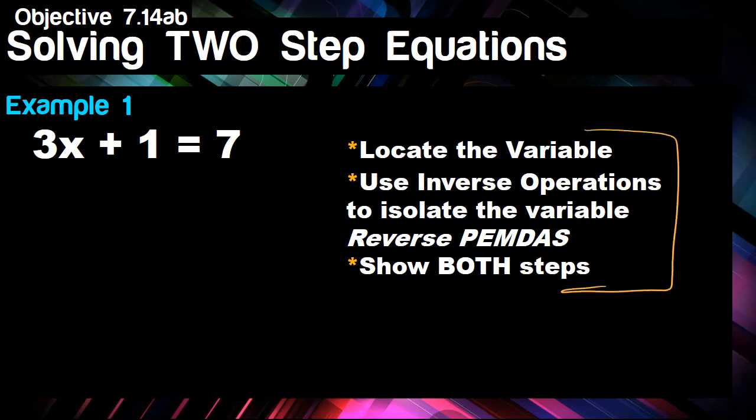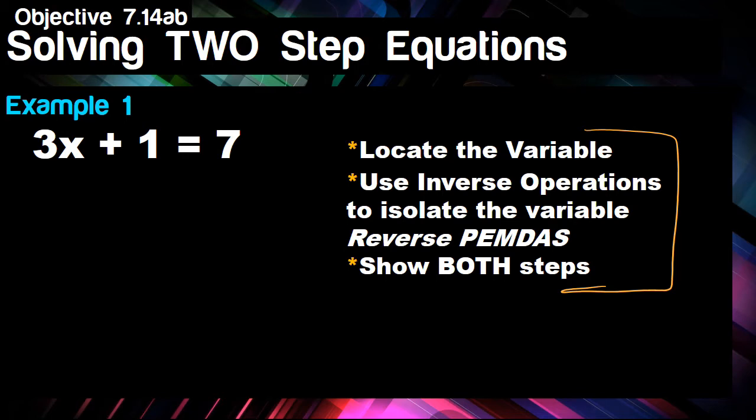First step is we're going to locate the side that has the variable on it. And we're going to use inverse operations to isolate the variables. So just like we did in one-step equations where the opposite of addition was subtraction, the opposite of subtraction was addition, the opposite of multiplication was division, and the opposite of division is multiplication. We're going to use those inverse operations to get x by itself. So here's what it's going to look like here.